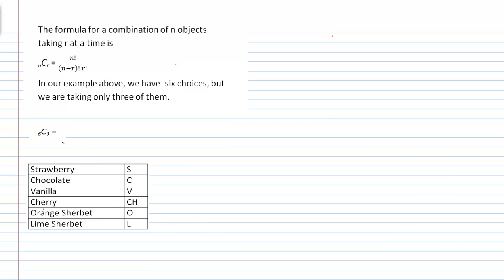So let's actually look at this. If we've got 6 flavors, strawberry, chocolate, vanilla, cherry, orange sherbet, and lime, and we want to make a cone with 3 scoops, how many different ways can we do that? So if we follow the formula, combination of 6, choose 3, and remember, order doesn't matter in the case of ice cream on an ice cream cone, we have 6 factorial, that's the total number of items that we can choose, over 6 minus 3 factorial and 3 factorial. This 3 factorial will take care of the duplications for us.